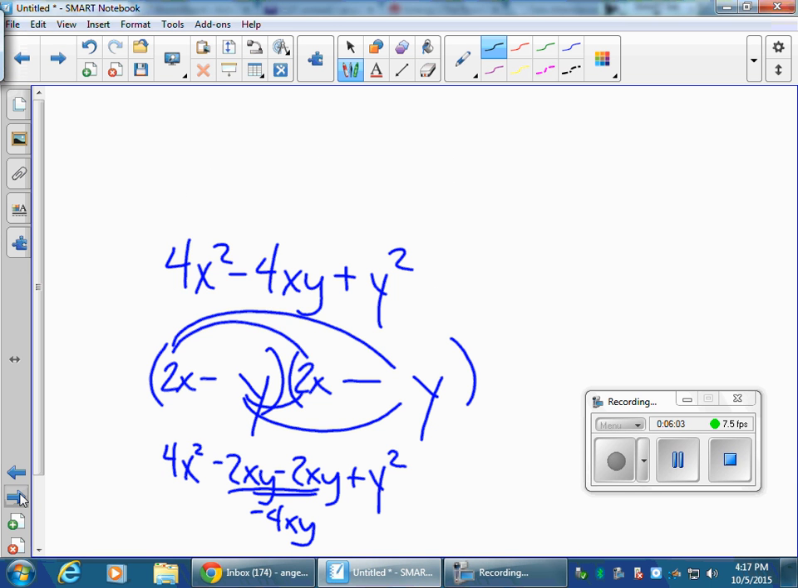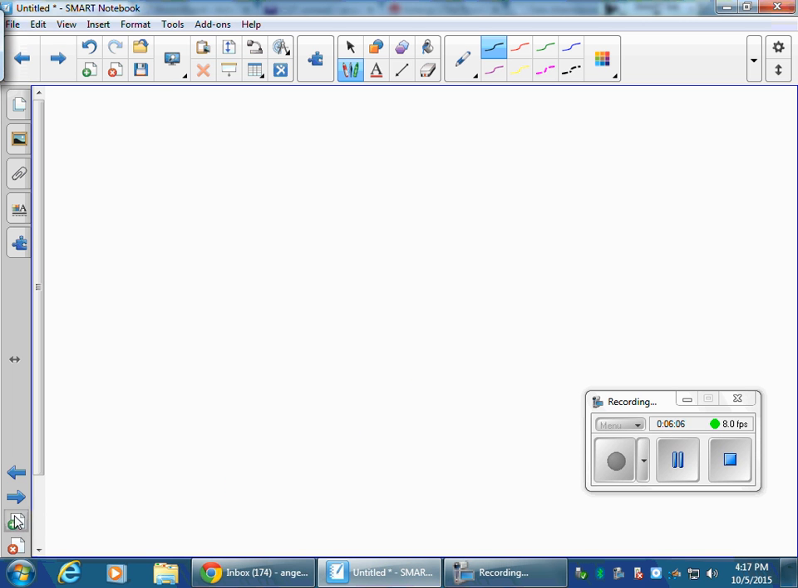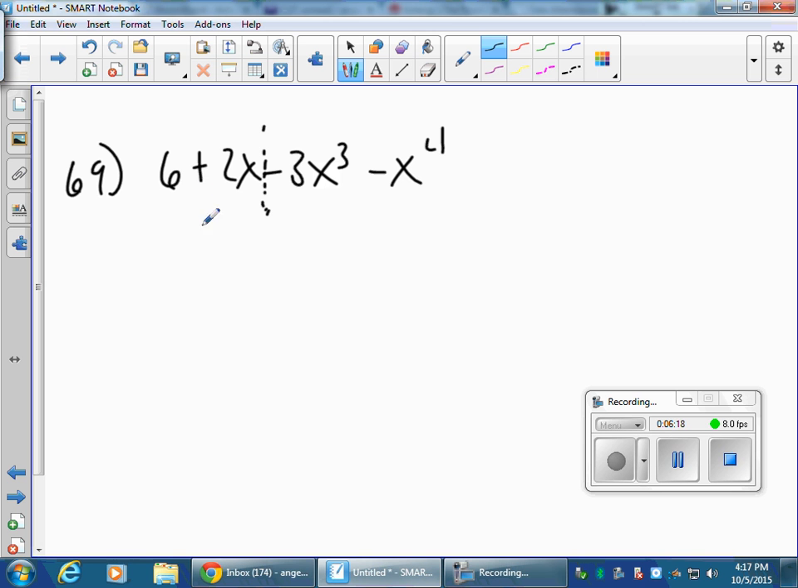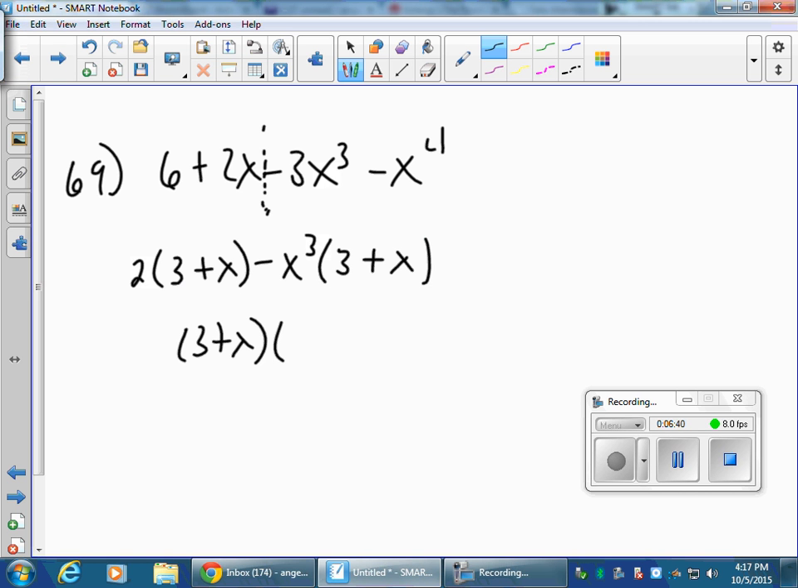All right, problem 69. Okay, 6 plus 2x minus 3x cubed minus x to the fourth. Out of the first two, I can take out a 2, and that leaves me with 3 plus x. Out of the last two, I can take out a negative x cubed. Negative x cubed times 3 would give me a negative 3x cubed, and then plus x would give me negative x to the fourth. So what they have in common is 3 plus x, and what's left over is 2 minus x cubed.